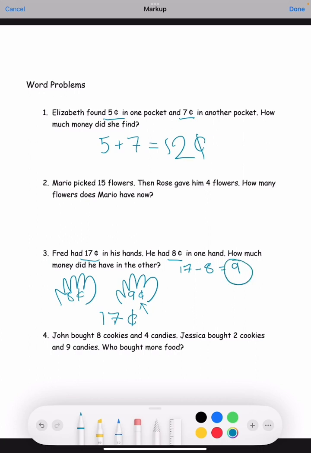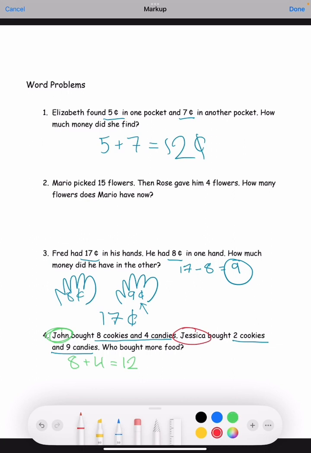And let's look at number 4. John bought 8 cookies and 4 candies. Jessica bought 2 cookies and 9 candies. Who bought more food? Now we are going to compare John and Jessica. So let's say John is green and Jessica is red. Okay, so John bought 8 cookies and 4 candies. Let's add those together, and it equals 12. So John bought 12 pieces of food.